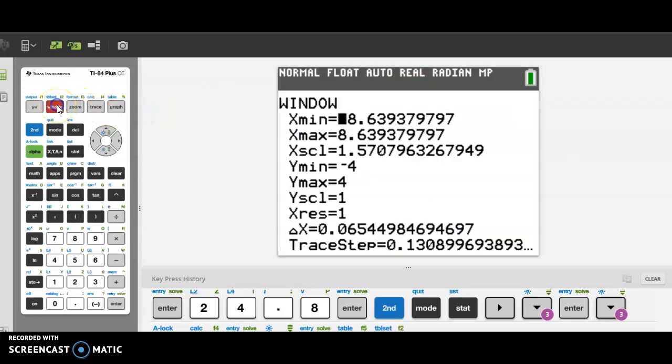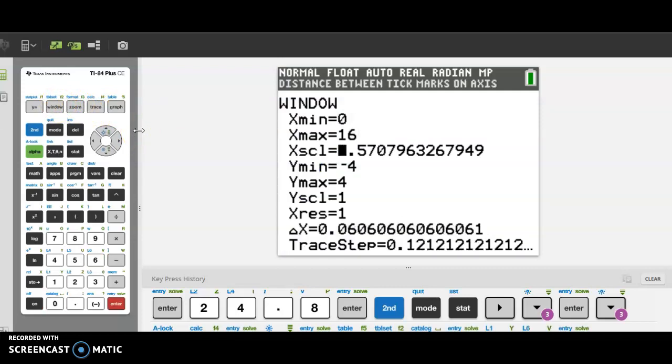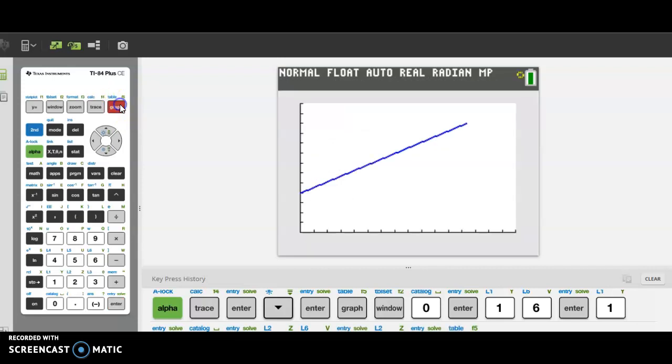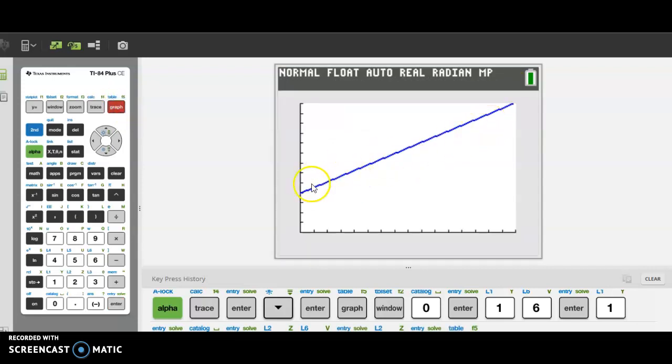But you can actually change your window to make it look like what we had, from 0 to 16 counting by ones, and then your y values from 0 to 26, I think is what we did, counting by twos. So now if I hit the graph, that line looks pretty good.